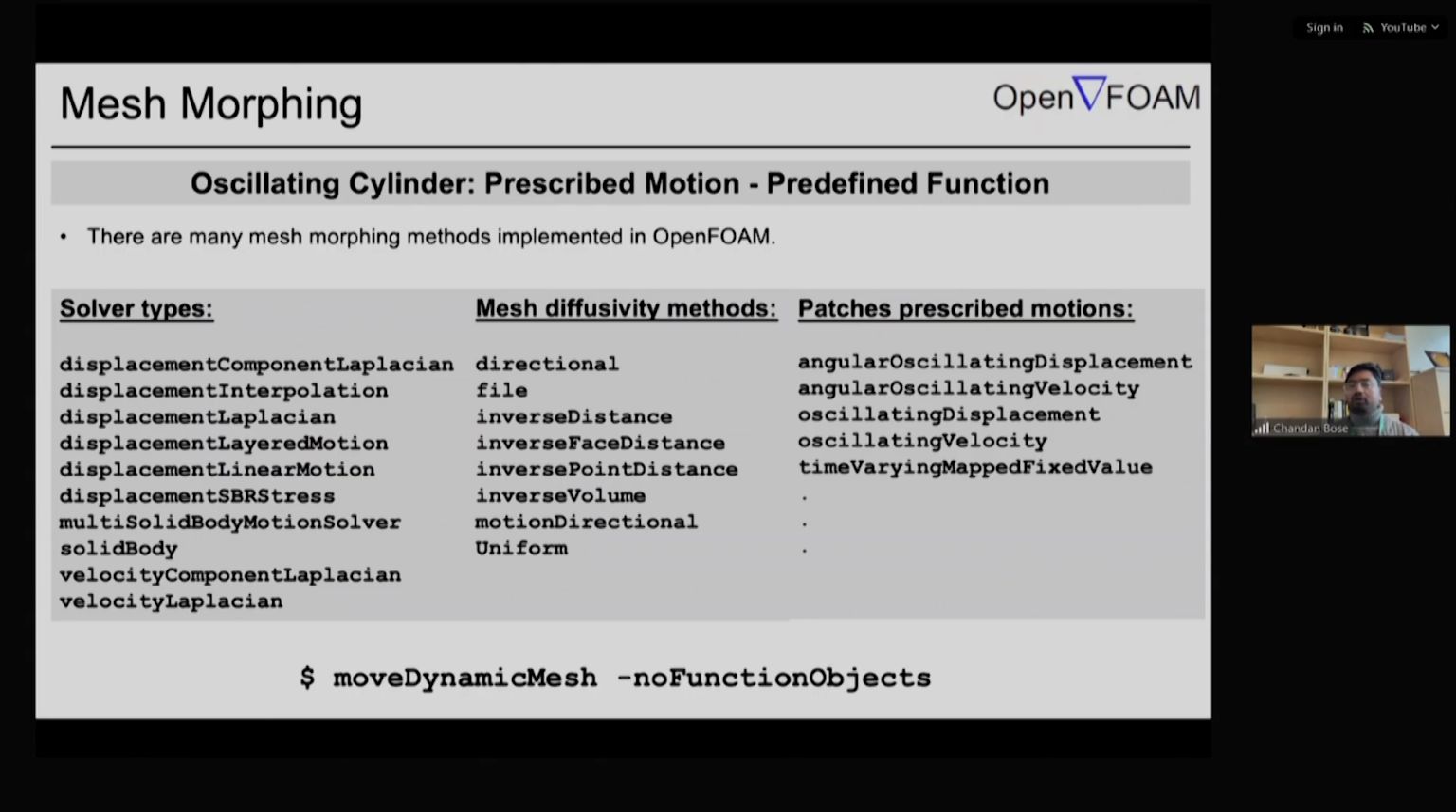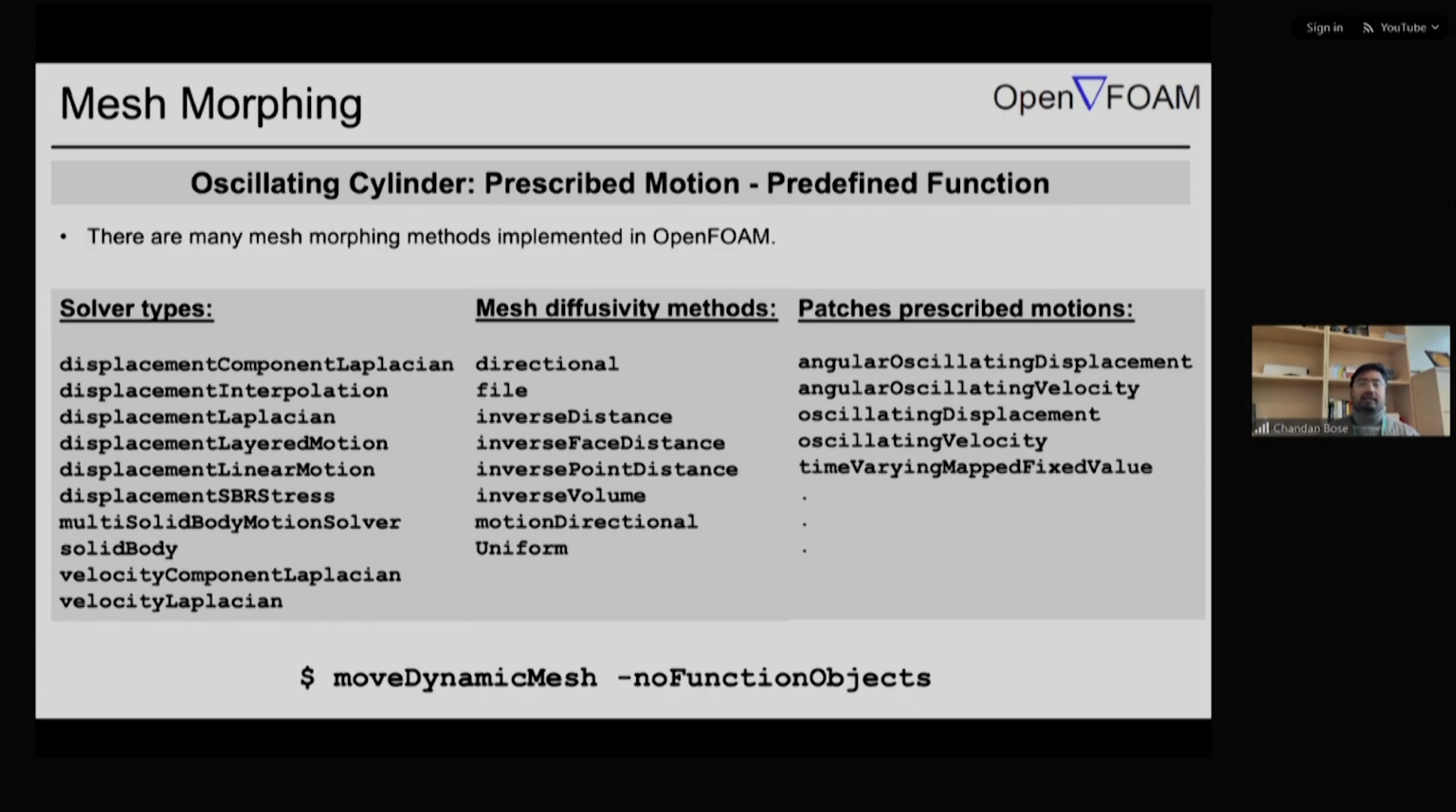Now, for example, if we choose angular oscillating displacement, it basically gives you a pitching kinematics, which is rotating. You can also set the pitching velocity by angular oscillating velocity. You can do oscillating displacement, which is like a translational motion. You can have oscillating velocity. You can also have time varying mapped fixed value, where you can actually give a table with a time varying arbitrary motion if you want to.